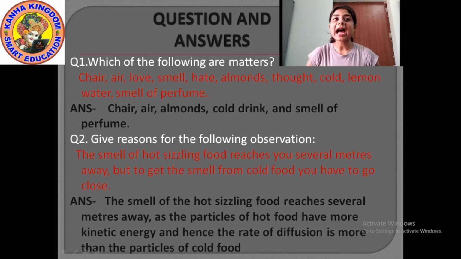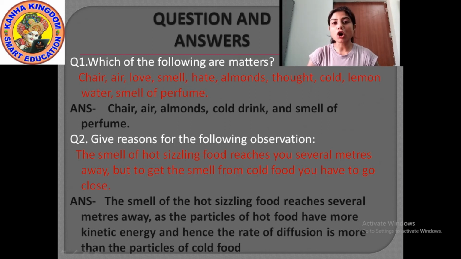Okay. Then the answer is chair. Why is chair a matter? Because it is a solid. Yes or no? A chair has a definite shape, fixed shape, size. That is why chair is a matter. Then air. Air is gas. Yes or no? So air is a matter. Then almonds. Almonds is also a matter.